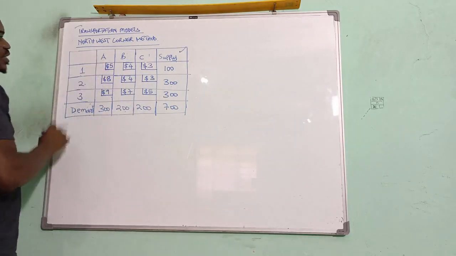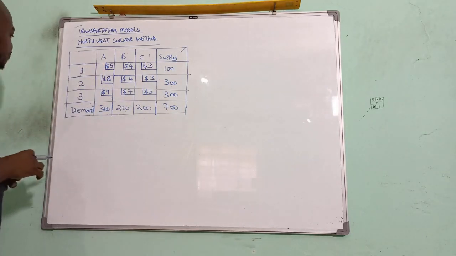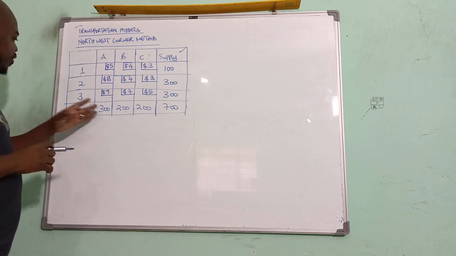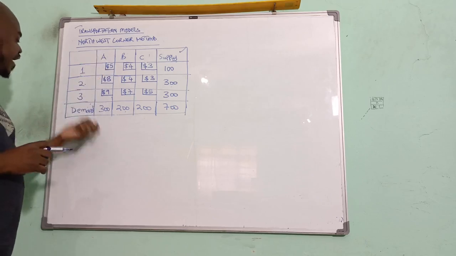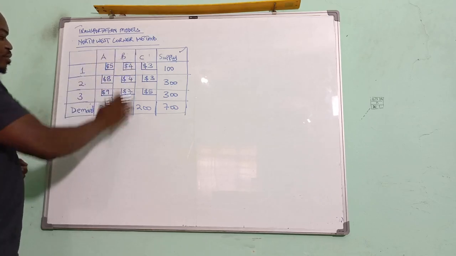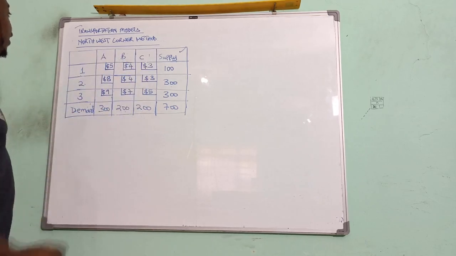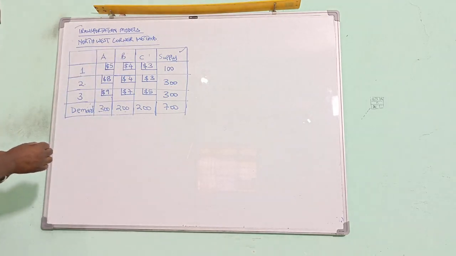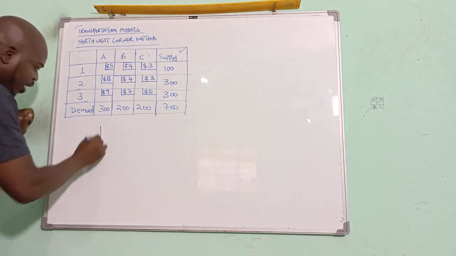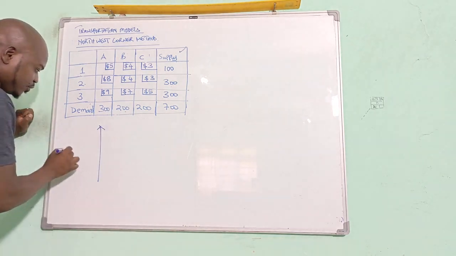Okay. Now, with this in mind, we need to supply the required demand using 1, 2, 3 to satisfy the demand for A, B, C using the northwest corner. So, how do you deal with the northwest corner? The first thing you need to do is draw up a compass. Okay, you just do this.